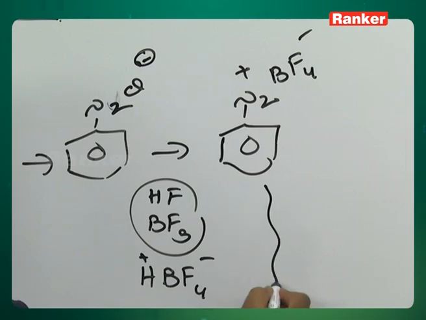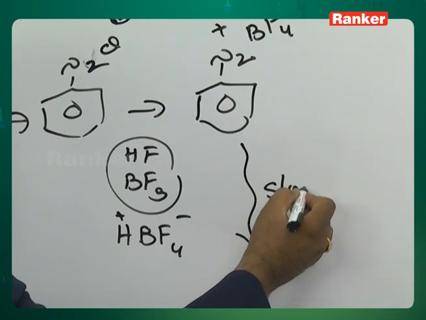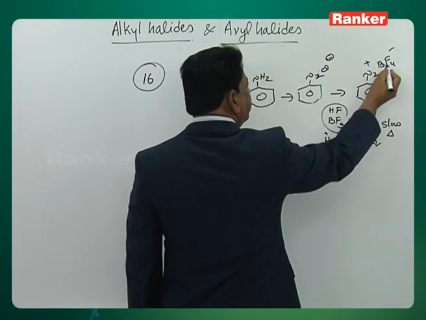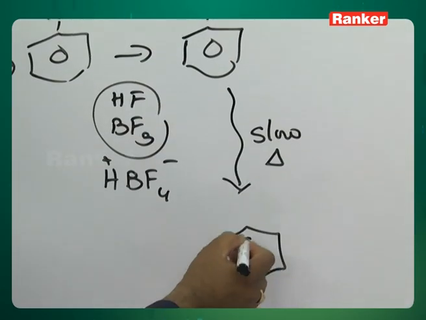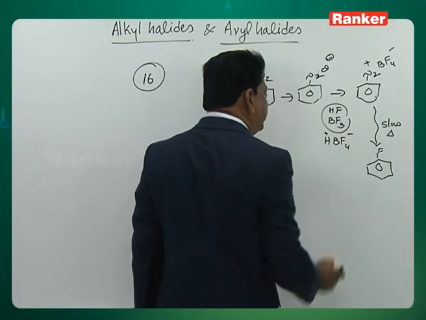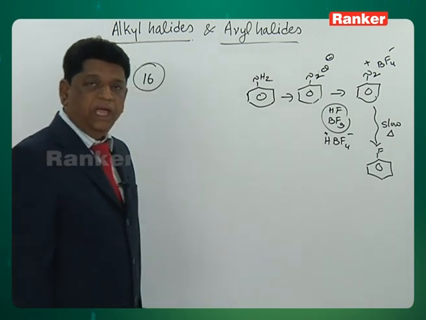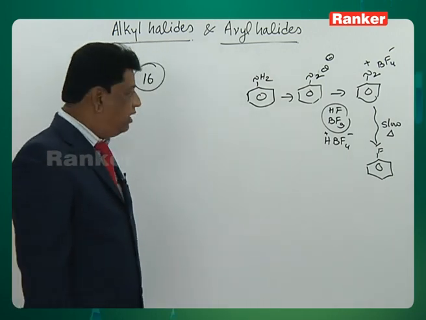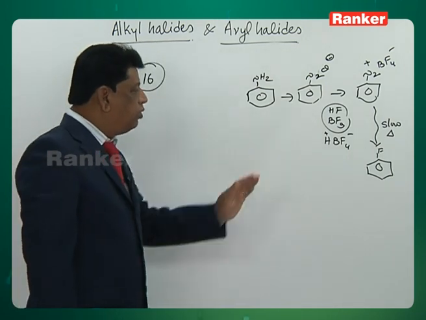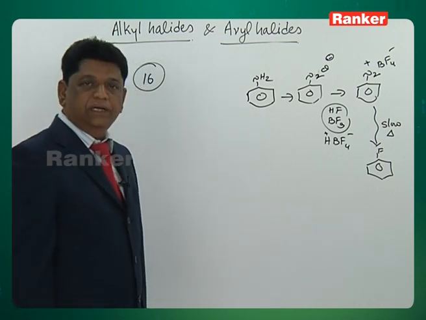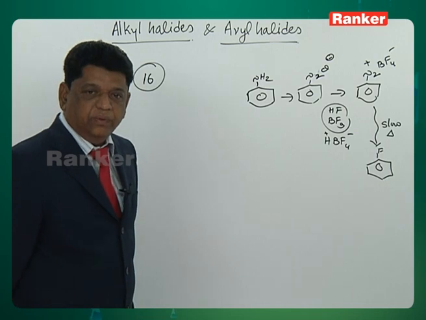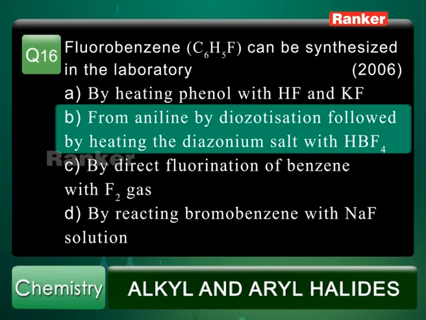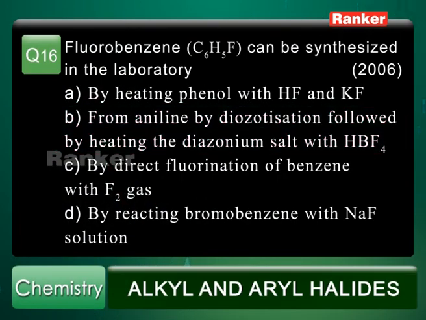So you heat it very slowly. Slow heating makes the fluorine enter the benzene without a violent reaction. Otherwise, direct fluorination is a damaging reaction which leads to a violent explosion. So we are slowly controlling the reaction to get fluorobenzene. It is a name reaction called the Schiemann reaction. It was also asked in the last 2 years. So the answer goes to B.